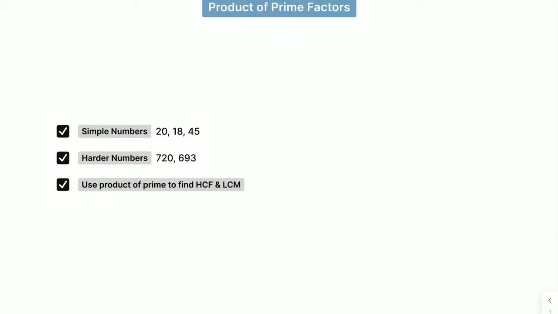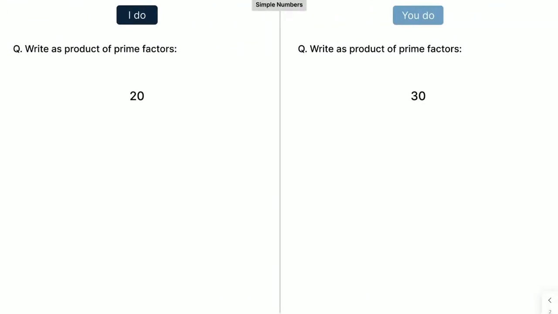So in this video, we're going to be looking at product of prime factors. We're going to be looking at what product of prime factors are. Then we're going to look at how you find the product of primes of simple numbers like this, slightly more difficult numbers like these ones, and then finally, how you can use that to find the HCF and LCM. So the way my videos work, I'm going to do the example on the left, which is I do.